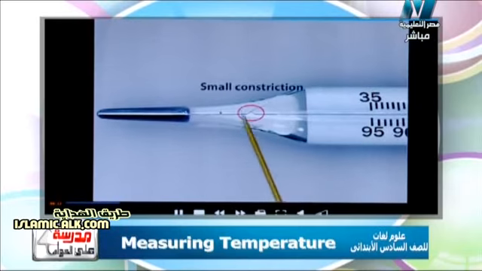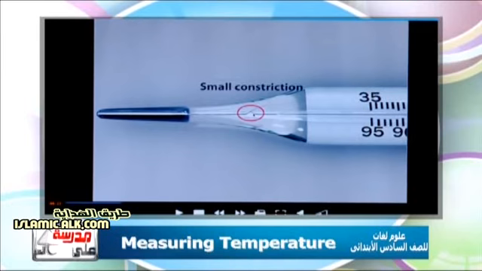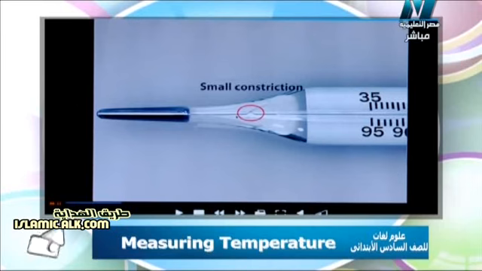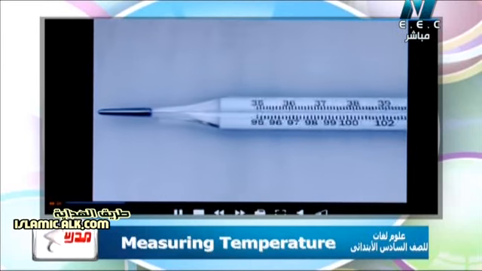Here is a very important part which is what? Small constriction. What does constriction mean? It means the tube is slightly pressed here, so that the mercury can go out but cannot return back easily. The mercury rises, registers the temperature, but can't return back easily. It only returns by shaking. So again, a very small constriction that is used to prevent mercury from going back again.